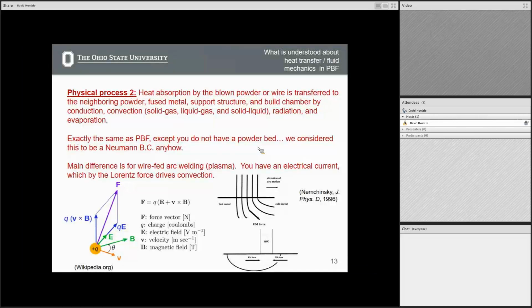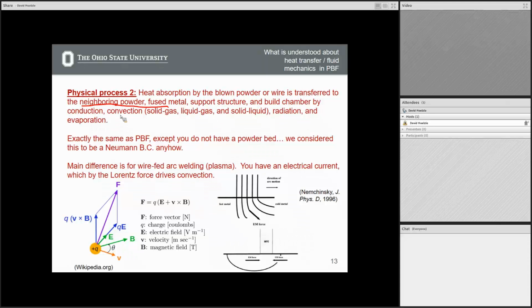The second part of this is, once heat is incident on the part, how is it transferred to the rest of the boundaries? You don't necessarily have a lot of powder around anymore. You have very little powder in the case of the blown powder systems, and essentially any powder that doesn't get melted just blows away and goes somewhere else. You have a little bit. But you have fused metal, and any support structures that exist in the build chamber, and this is all done via conduction, convection, radiation, and evaporation.